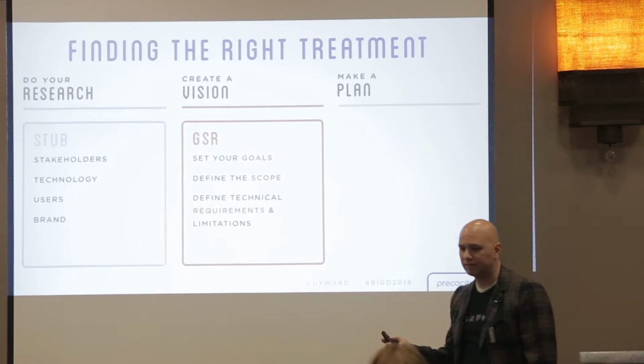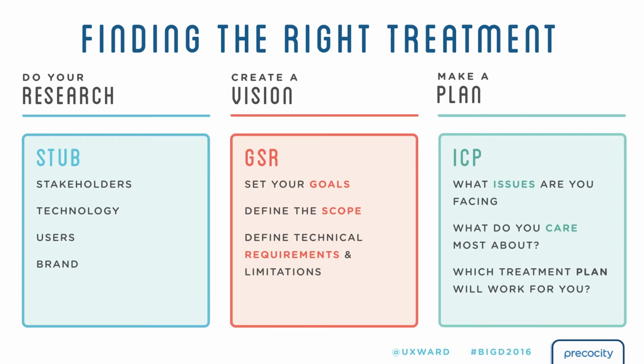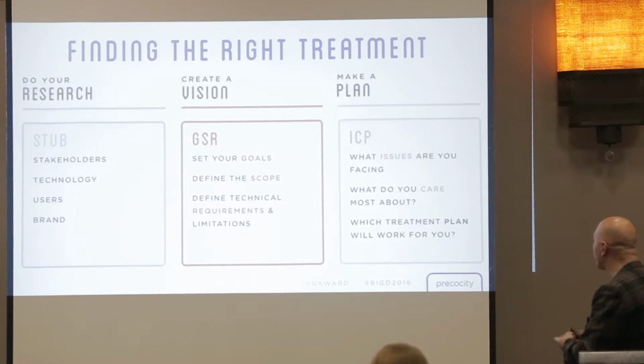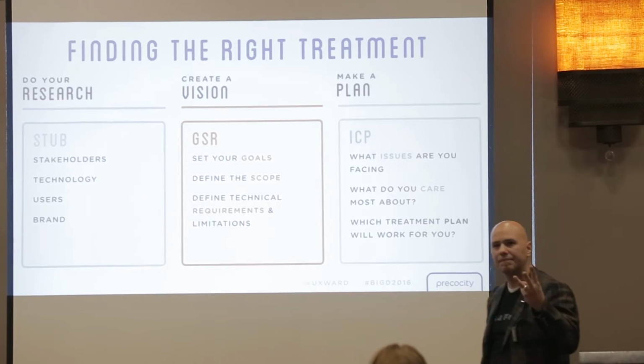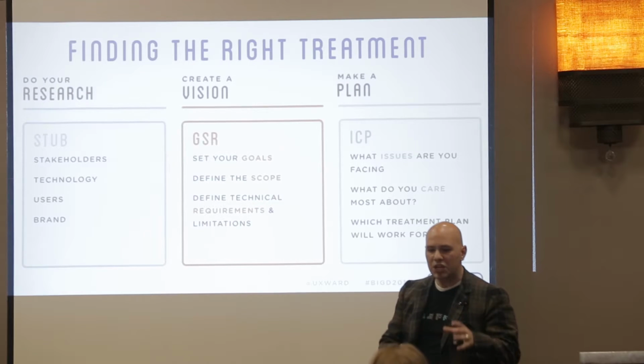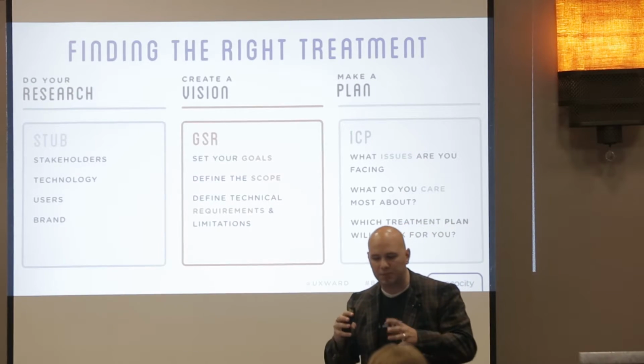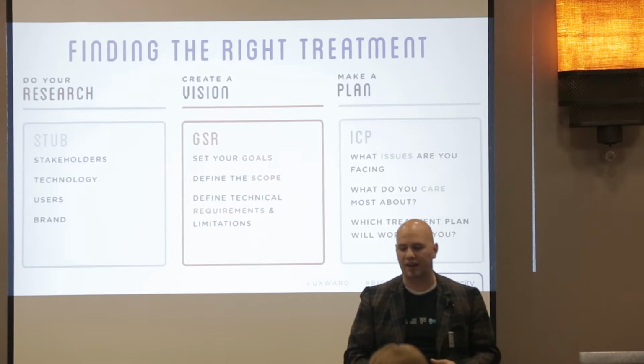And then you make a plan, right? And this is ICP, otherwise known as Insane Clown Posse, okay? So what issues are you facing? What do you care about most? Now make a plan, all right? So you got to shape all this, focus all your design efforts, identify the biggest issues in stubs, set your goals and priorities, and now make a plan.